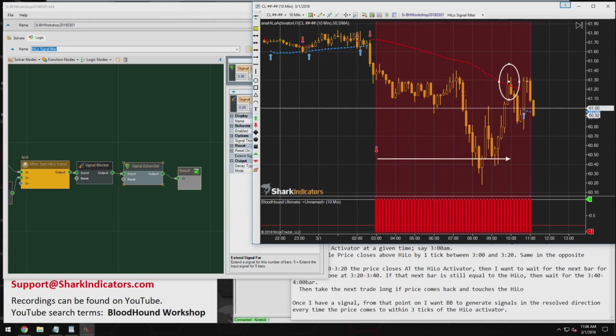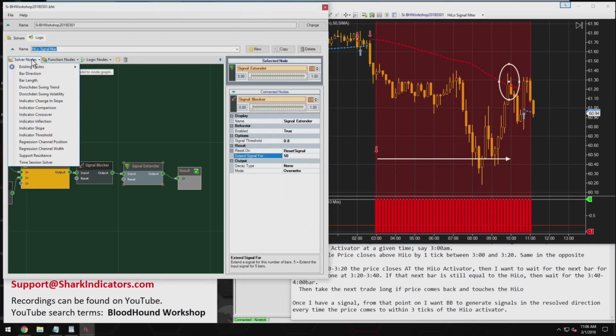So now we need to compare price to the indicator again. Compare price to that indicator. We need to see when price touches that indicator. So yeah. Let's see. We can do this a couple ways.